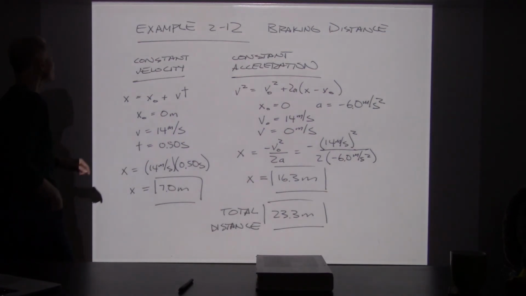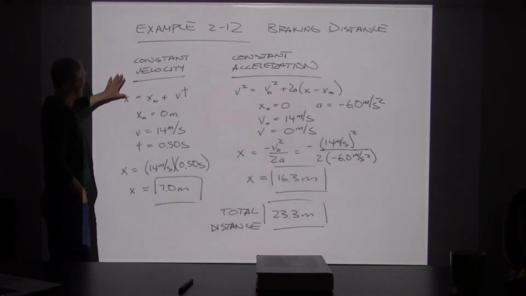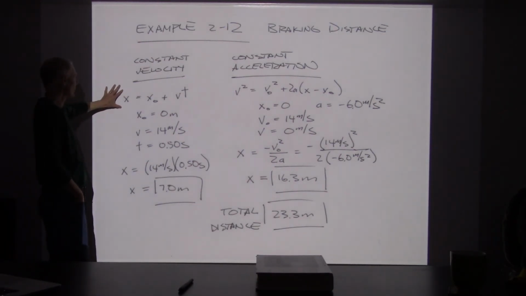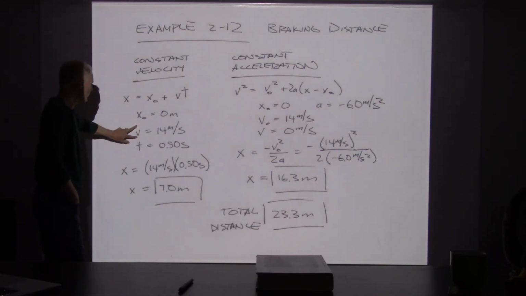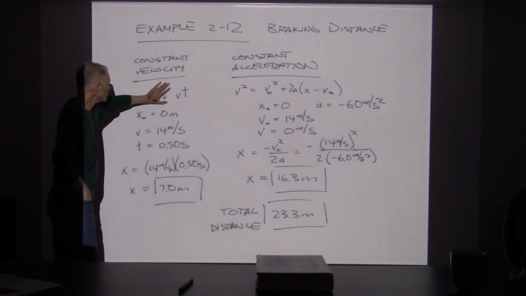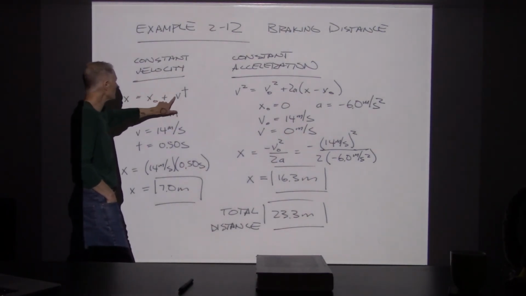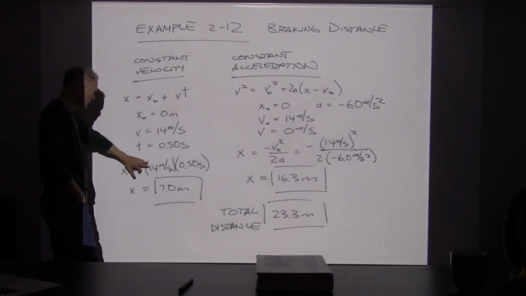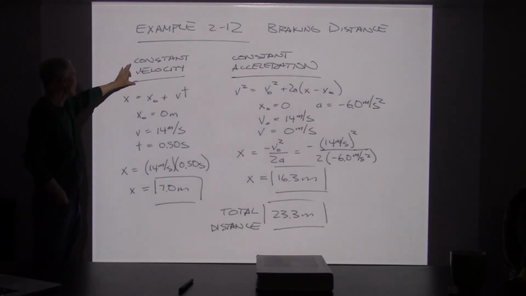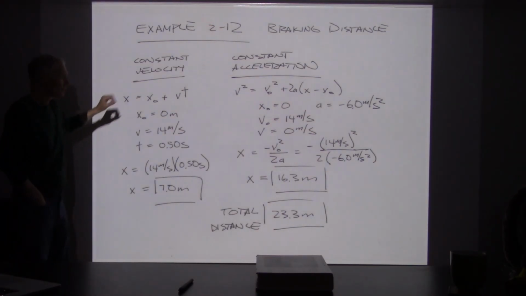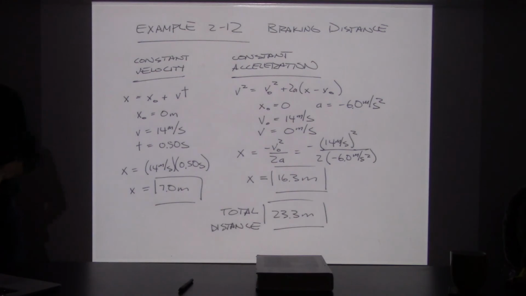Okay, so during the constant velocity period, I'm going to write down a formula. I'm going to call x naught equals 0. The velocity is 14, the time is 0.5 seconds. This drops out of my formula. I can say x is equal to v times t. That's 14 meters per second for half a second, which is 7 meters. So during the constant velocity period, the car's going to travel 7 meters.